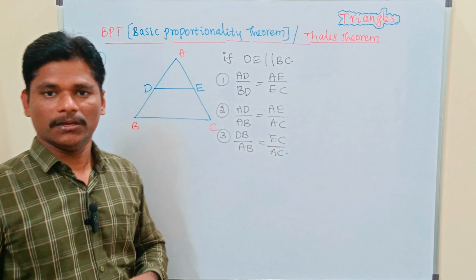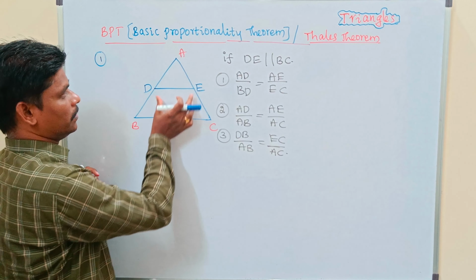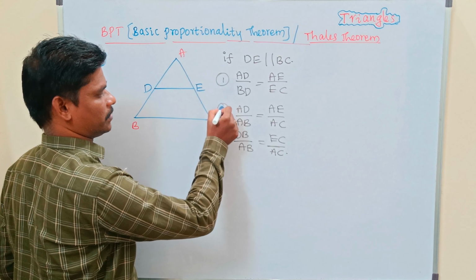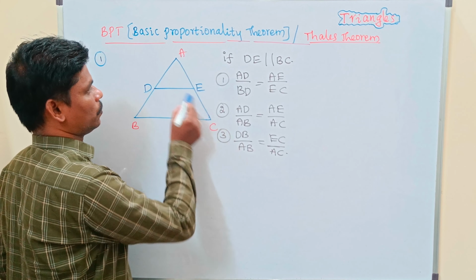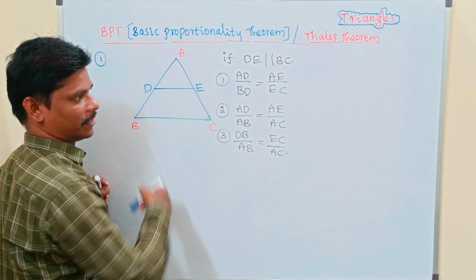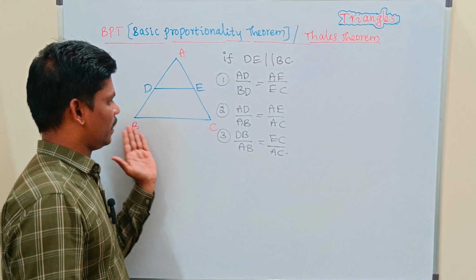Got it? So what are you observing here? ABC is a triangle, DE is parallel to BC. If DE is parallel to BC, what will happen here? Three conditions, three statements: the small sides ratio, small by big side, and small by big side. Remember these three points when DE is parallel to BC.